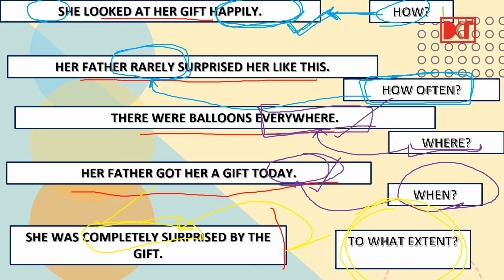How? How का हमें मिला है happily से. How was the girl looking at the gift? Happily. How often did her father surprise her like this? He rarely surprised her like this. And where were the balloons? They were everywhere. When did the father get her a gift? Today. And to what extent was she surprised? She was completely surprised. Okay, so these are the 5 examples of adverbs.